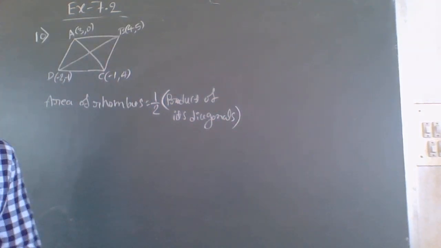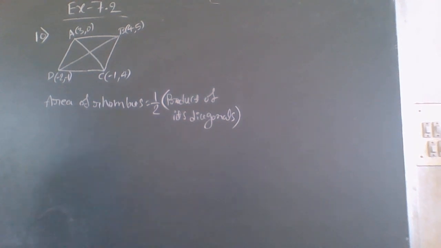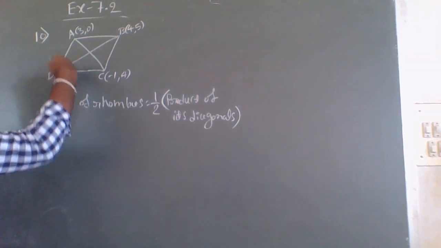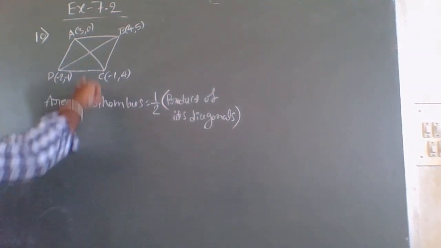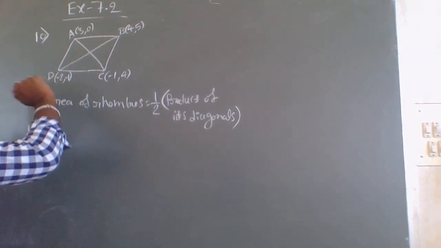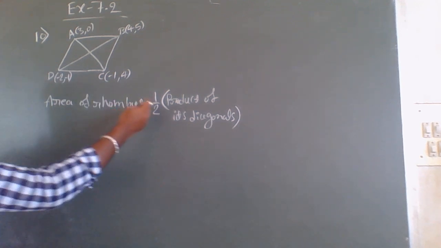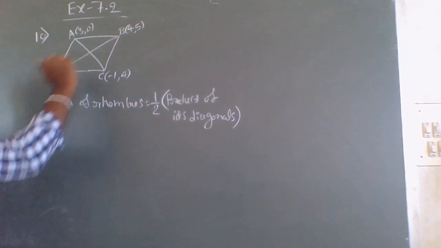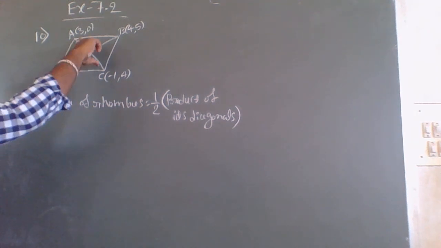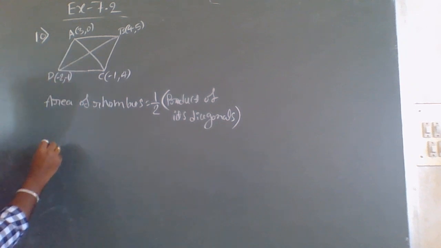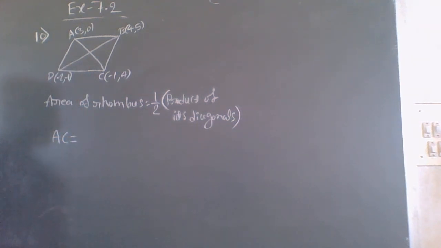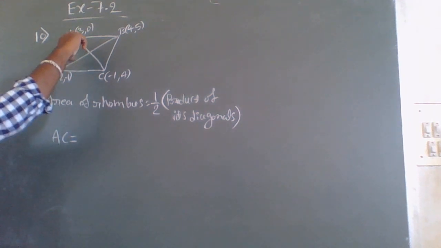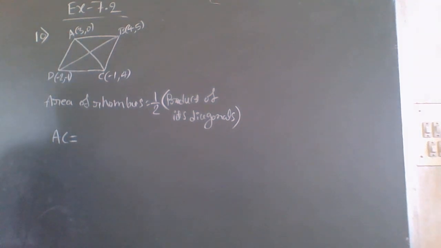So now, to calculate the area of this rhombus, we have to calculate the length of these diagonals, because the formula is half into the product of diagonals. So now, what will we do? We will calculate the length of AC and BD. How to calculate the length of AC and BD? First we will calculate the length of AC. How to calculate it? We know the distance formula. We used the distance formula in the first chapter only, in 7.1.